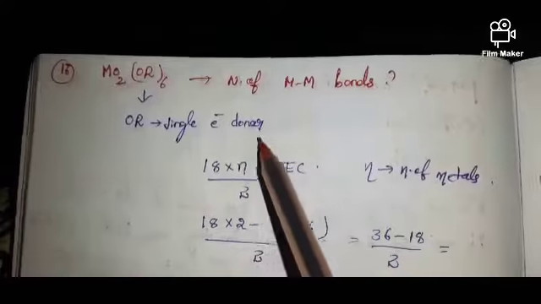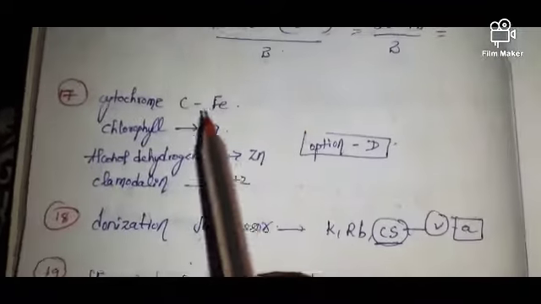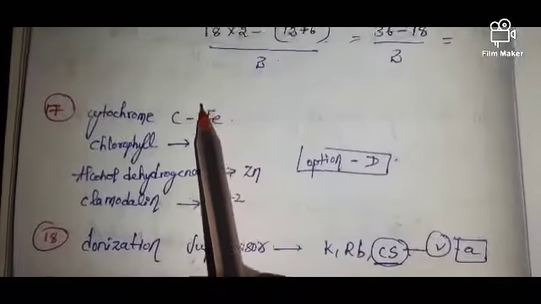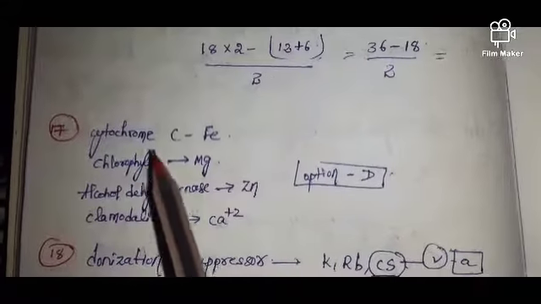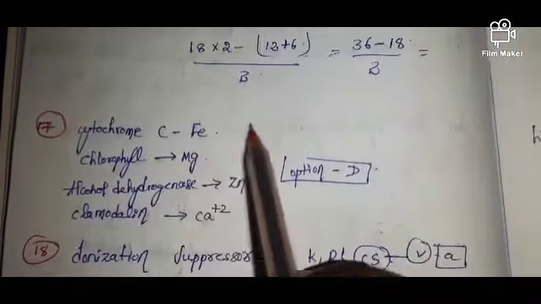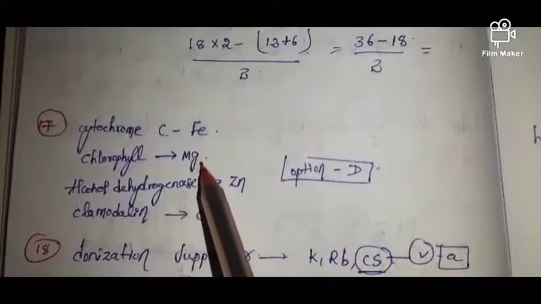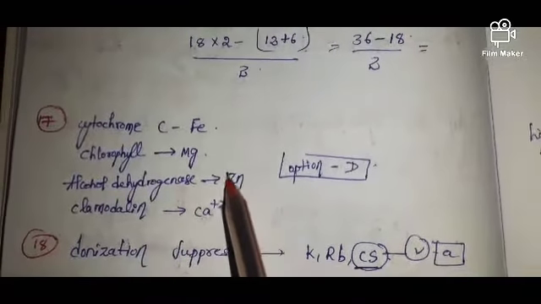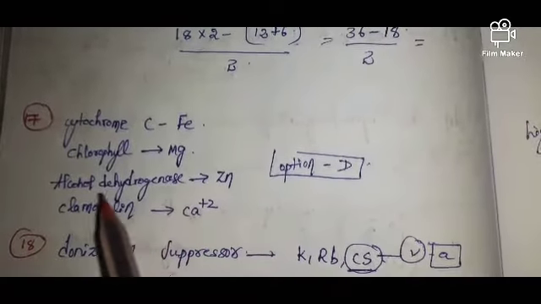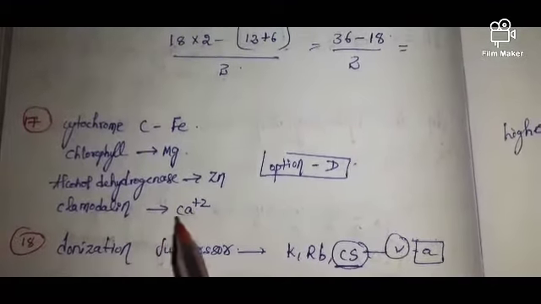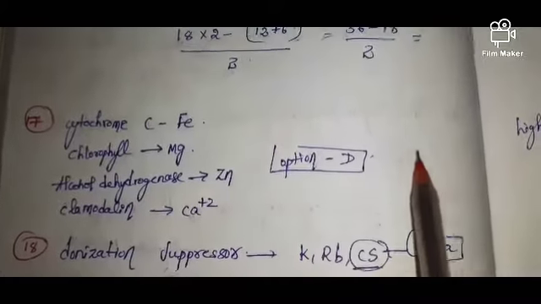Next one, this is a general theoretical question, friends. In cytochrome C, iron is present. In chlorophyll, magnesium is present. Zinc is present in alcohol dehydrogenase. Calmodulin contains calcium, so option D, friends.